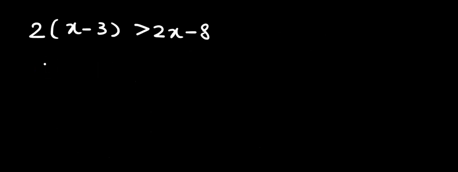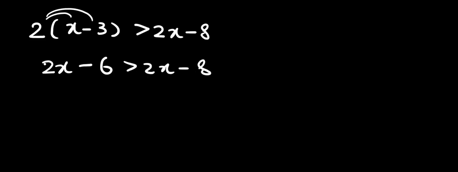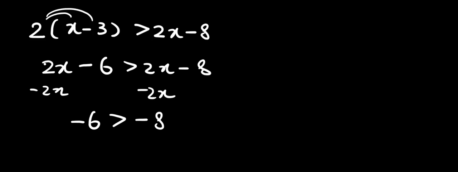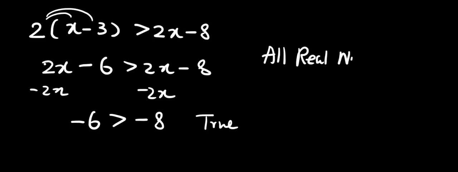Let us try this one, okay? All right, of course, if you like distributive, go ahead and distribute it. And this is what we have. Just like the previous question, we can subtract 2x each side. Then we have negative 6 is greater than negative 8. Is it true at all times? Yes, it is true at all times. Therefore, what is the solution? The solution is all real numbers. Wow, we are so rich. For this solution, we can use all real numbers.